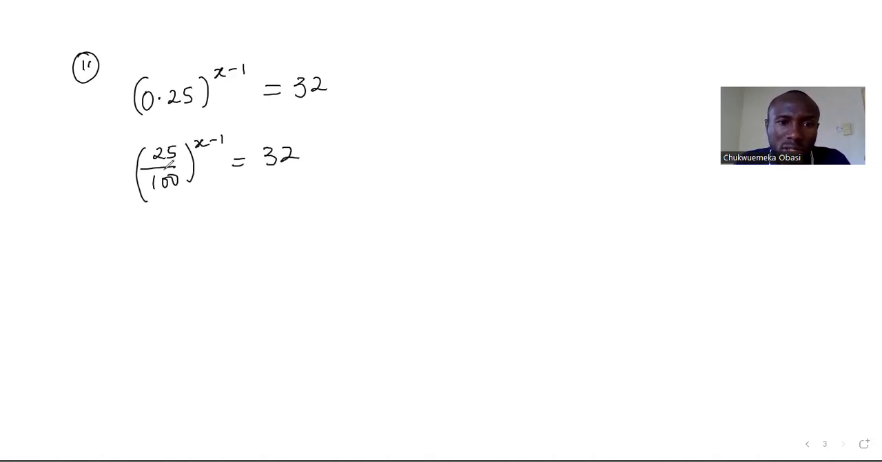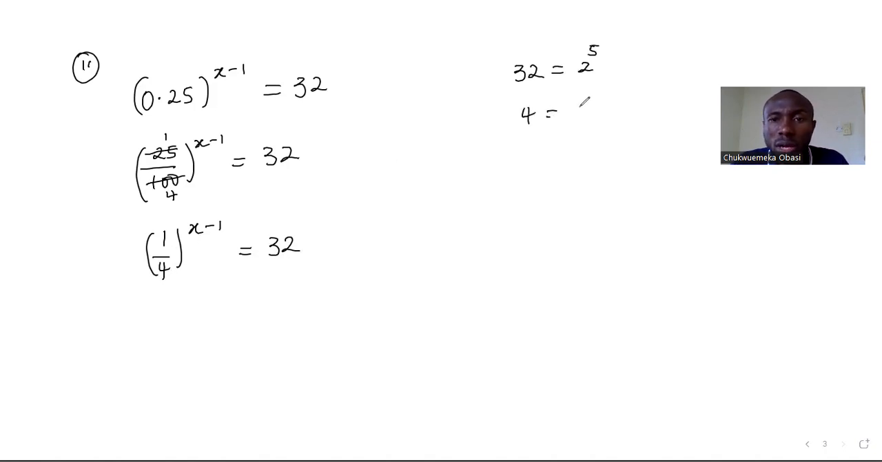Now, still go further to simplify these guys. 25 here is 1, 100 here is 4. So I have 1 over 4 all to the power x minus 1 is equal to 32. Now, from here, because I have 32 here, 32 can be written in the base of 2 as 2 to the power 5. And 4 can be written in the base of 2 as 2 to the power 2. So I want them all to have the base 2.